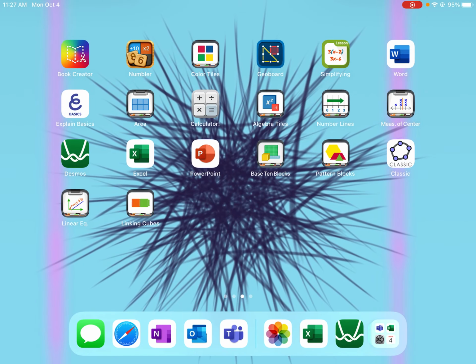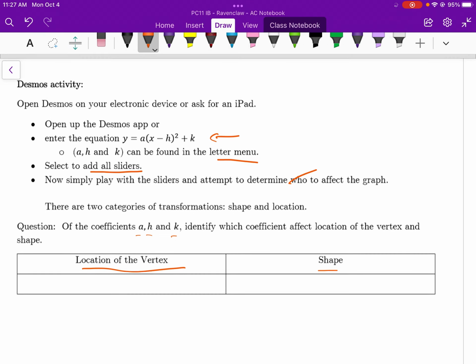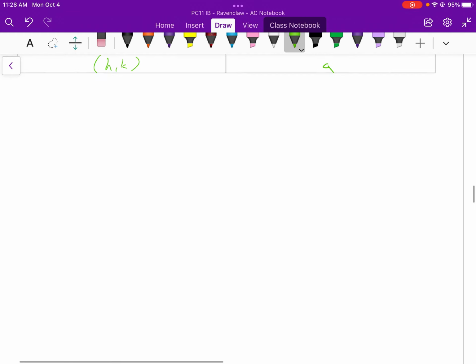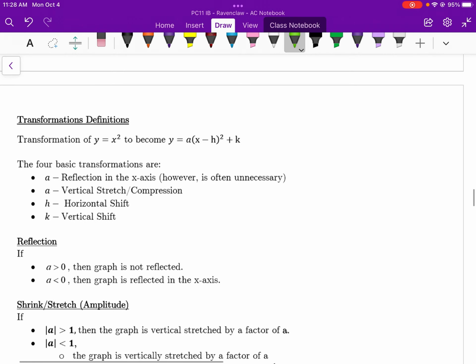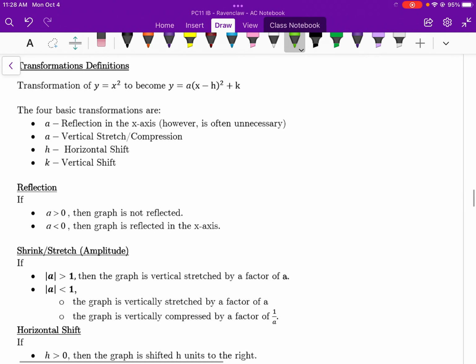So getting back to where we were, what determines the location? a, h, or k? Well, the location of the vertex is determined by h and k, exactly your thoughts before. The shape is only determined by a. I would encourage you to read these definitions and try to work these into your vocabulary before we go on to our next examples.